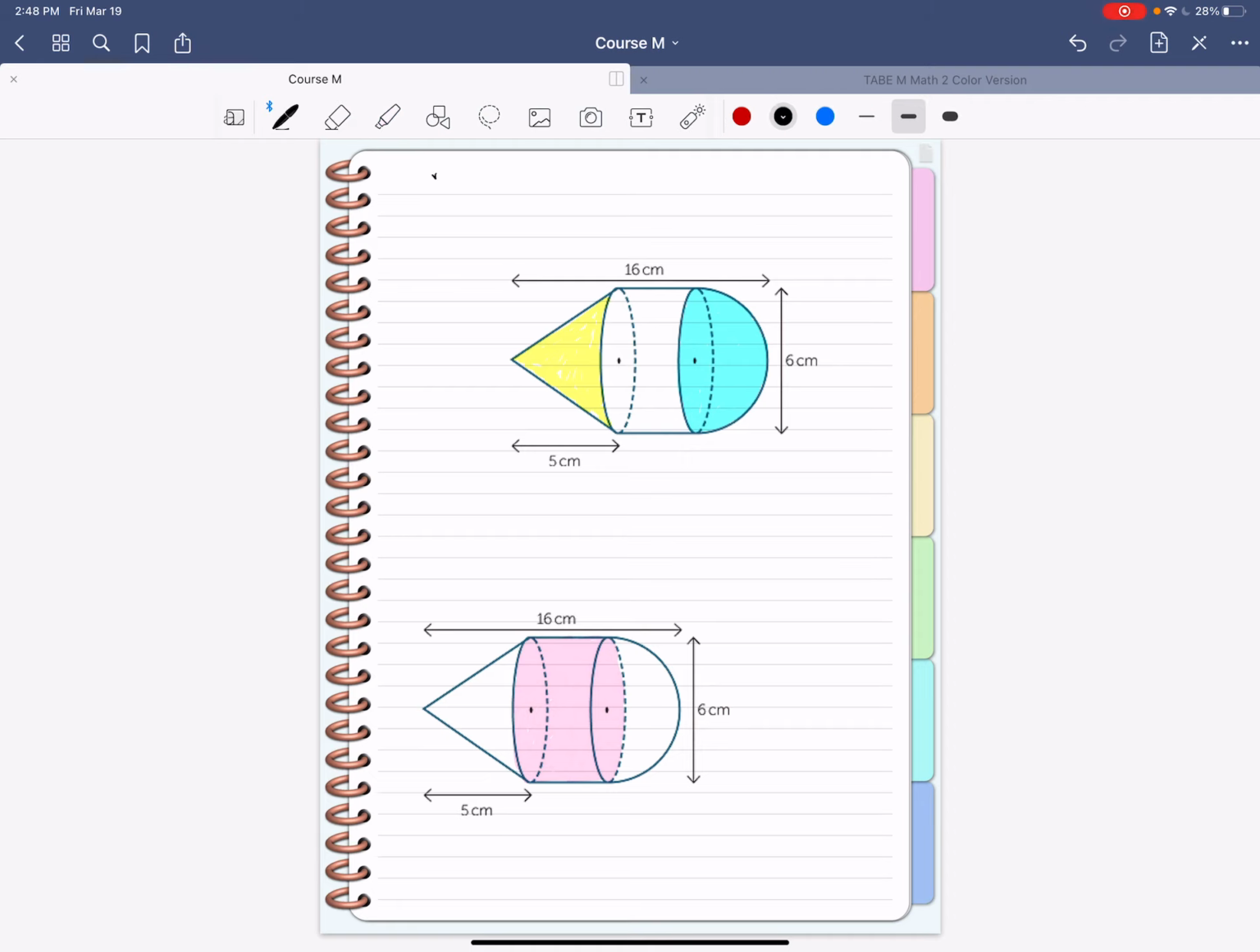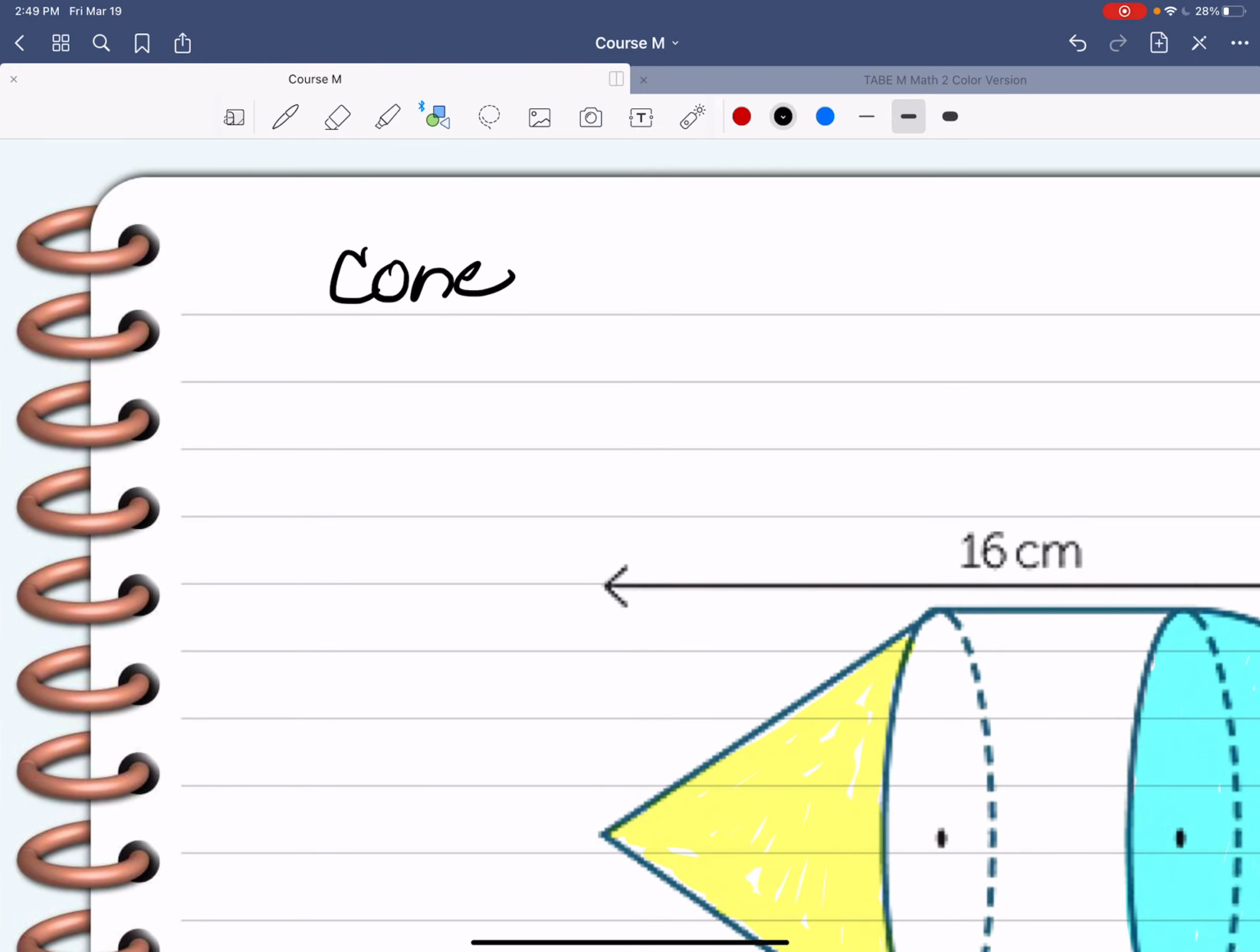So let me put the cone up here. We have half a sphere. And then down here we have a cylinder. So we're going to need 3 different formulas. And I'm going to start with the cone. It doesn't matter which one you start with. But the volume of a cone is 1/3 pi r squared, I believe.